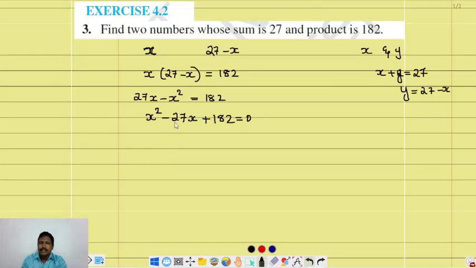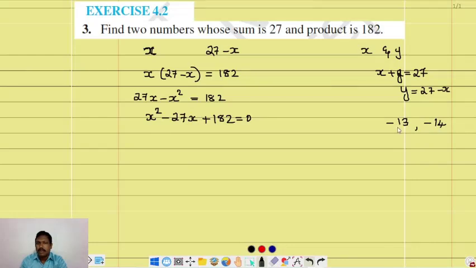The product is 182 and the sum is 27. So we have to think of numbers. The product of two numbers is 182 and the sum of two numbers is how much? 27. So the numbers are minus 13 and minus 14.